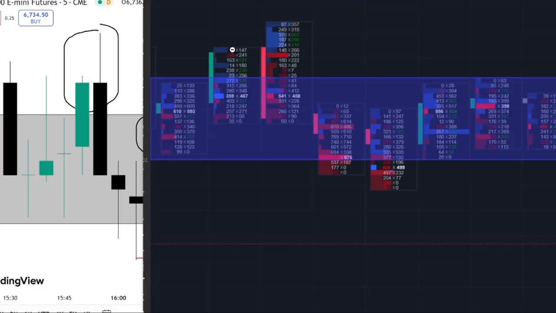We see 0 for 147. We see 87 for 353, right? We can see that via the positive delta. So here we definitely see aggressive buyers trying to drive price significantly above the level. Now, were they able to drive price significantly above the level?